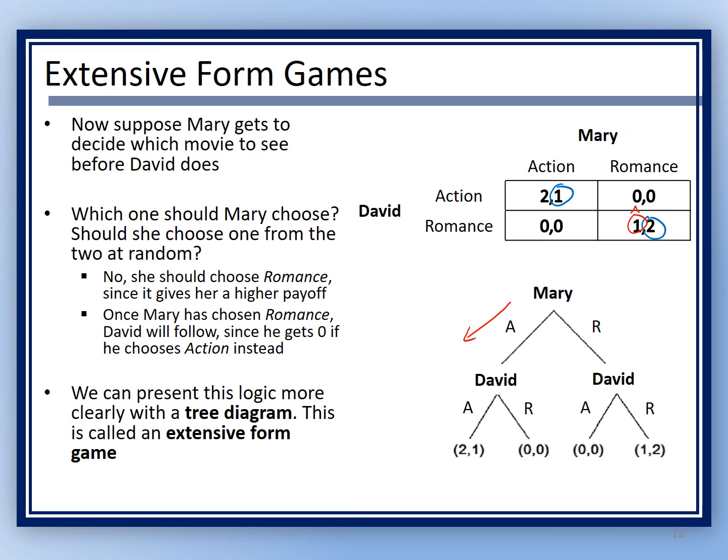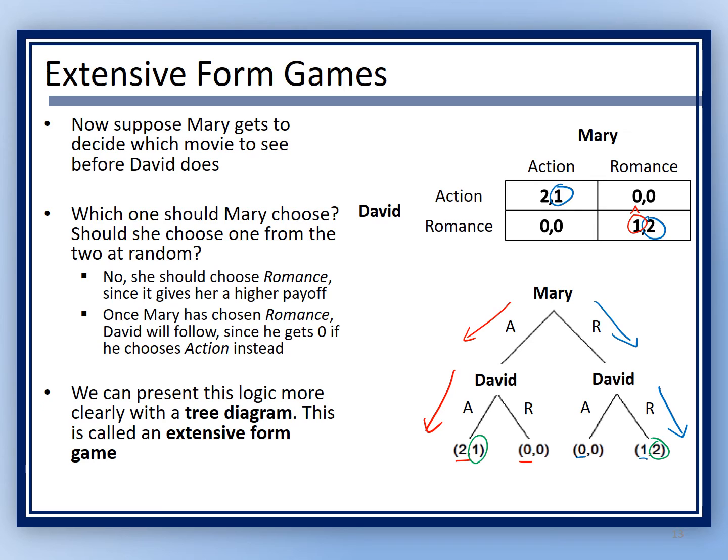Let's say Mary chooses the action movie. Now David gets his turn. David will be choosing between going to the action movie and going to the romance movie and ruin the night. So he's going to choose the action movie. On the other hand, if Mary has chosen the romance movie, David can unwillingly go to the romance movie or go to the action movie alone, and that ruins the night. So he's going to go to the romance movie.